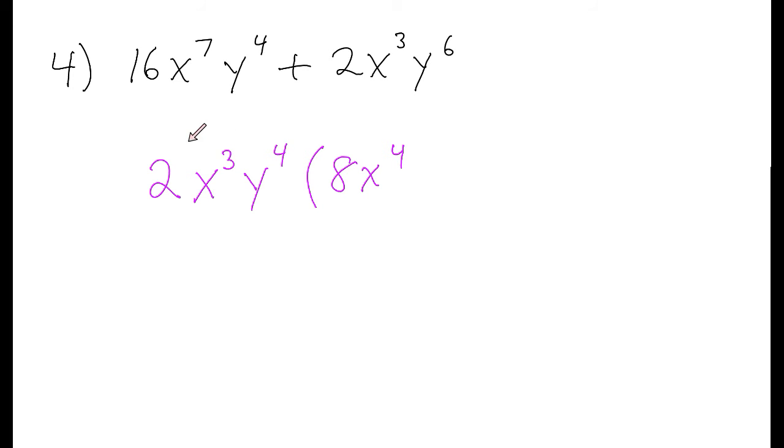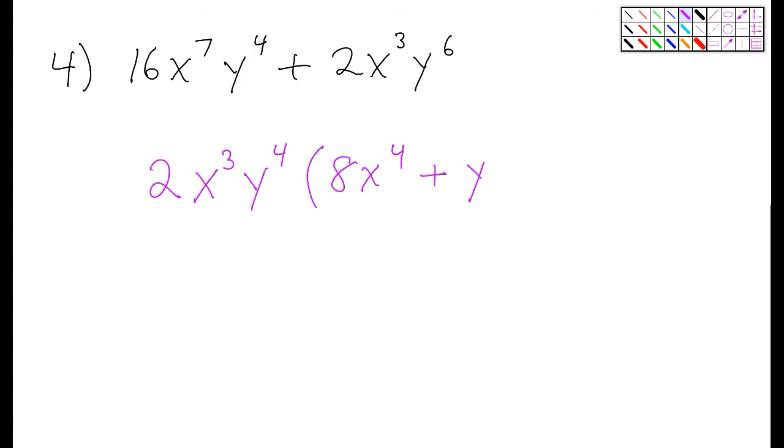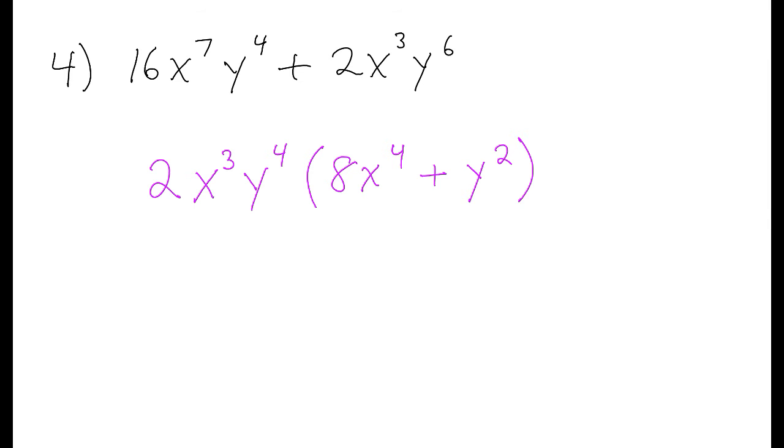What times 2x cubed y to the 4th gives me 2x cubed y to the 6th? Well, it looks like I'm only going to need a y term. That's going to be plus y squared. And that's it. It looks like there might be something we could do with this, but there really isn't. So this is as simple as factoring as we can do. That's as far as we can go. So we're done with this problem.